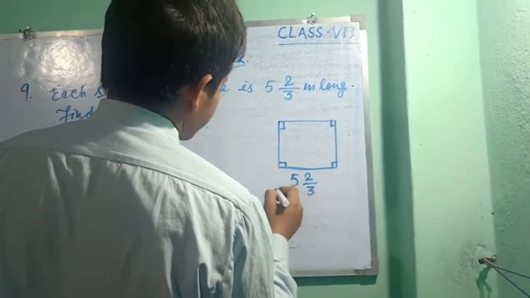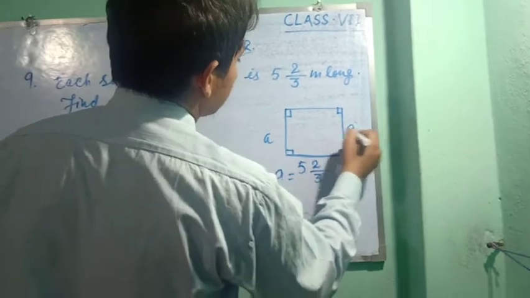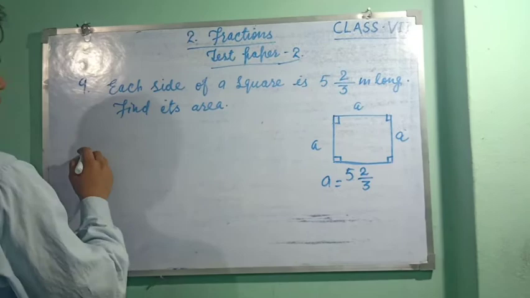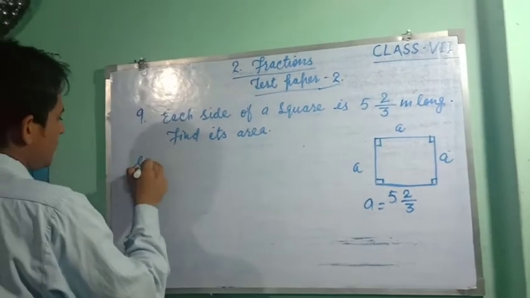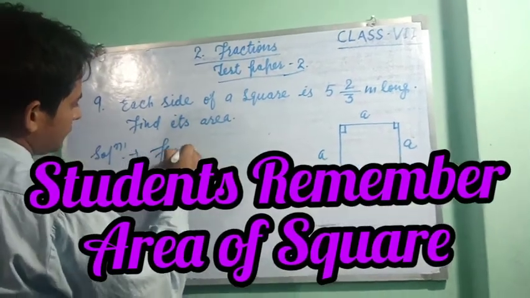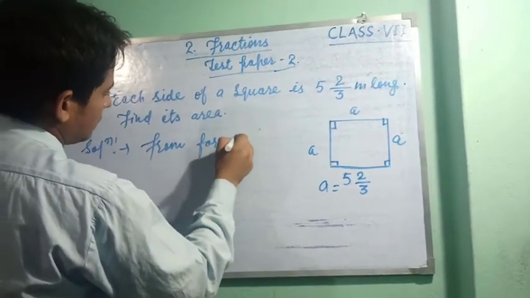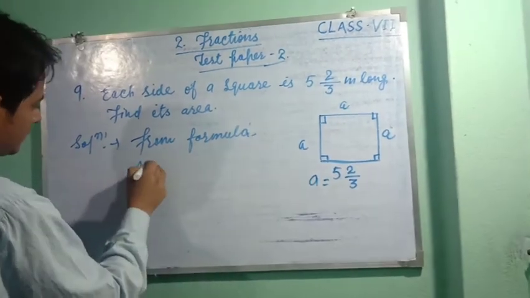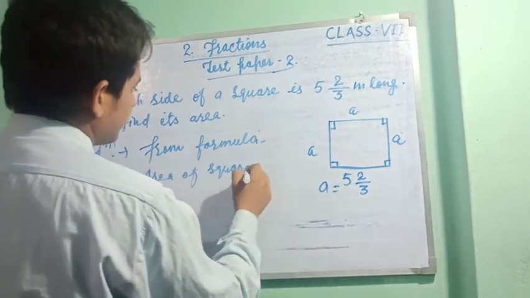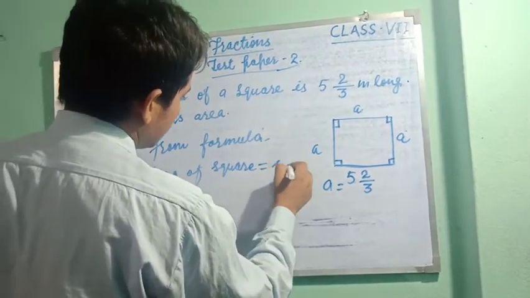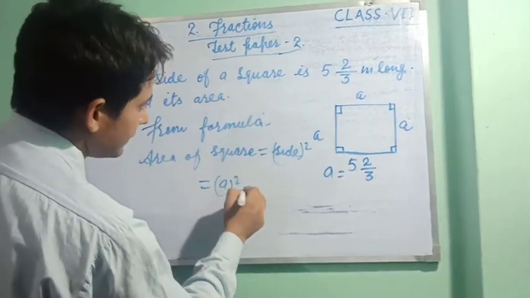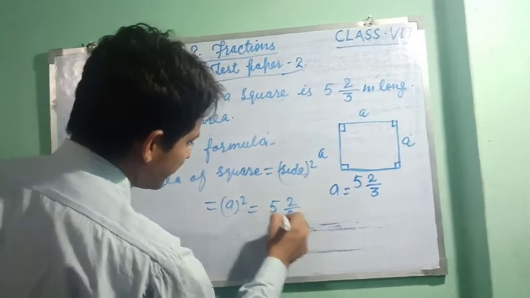Now all sides are equal. Now find its area. Remember, the area of a square is side squared. So the area of a square is equal to side squared. Here the side a is 5 2/3, raised to the whole square.